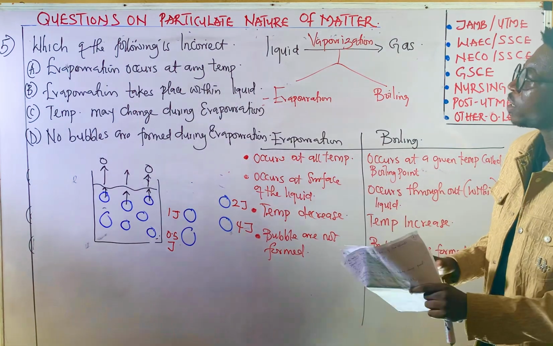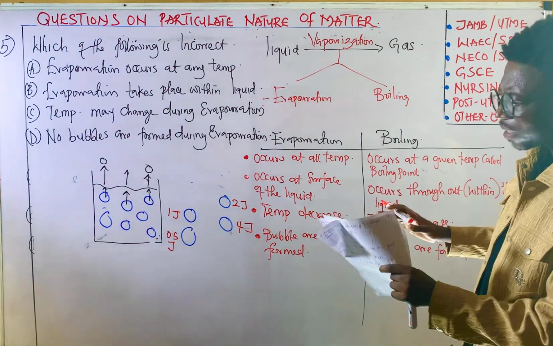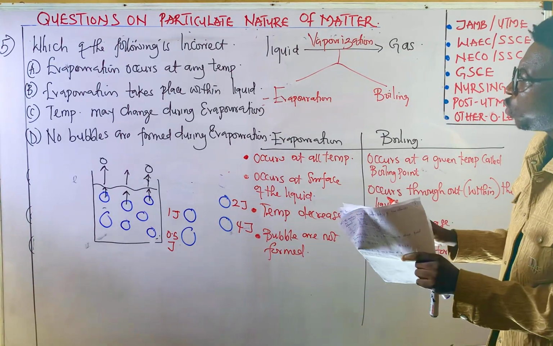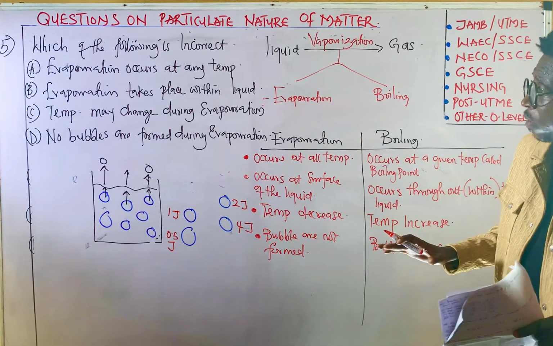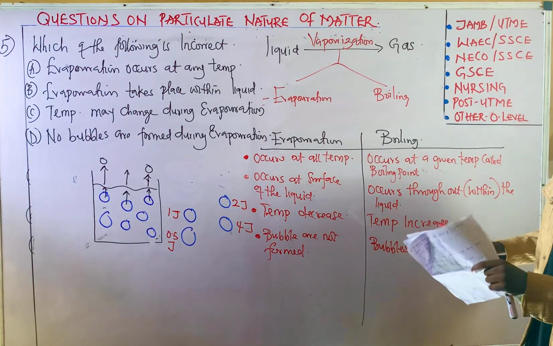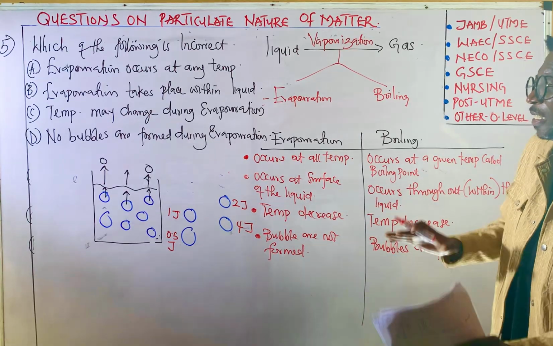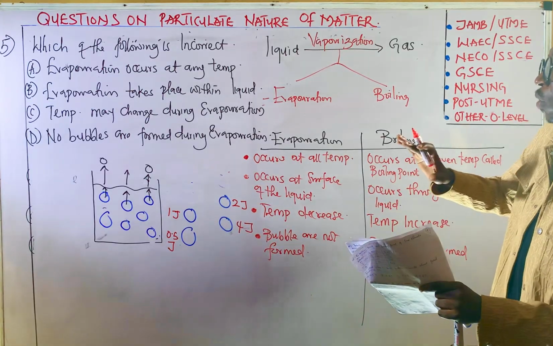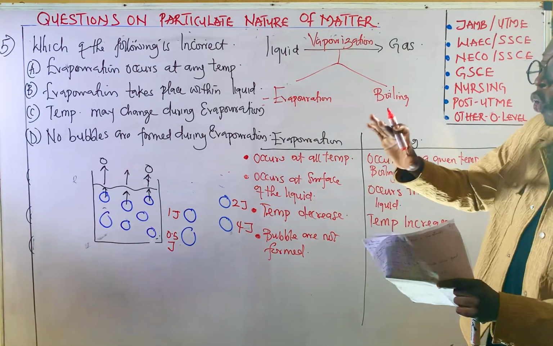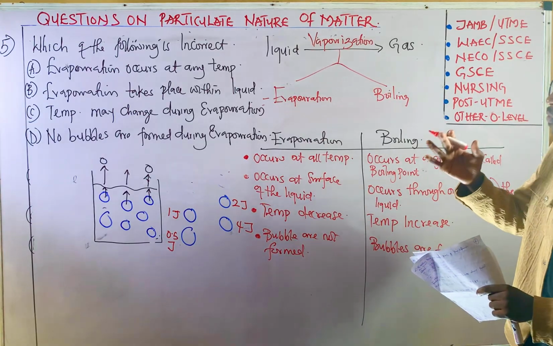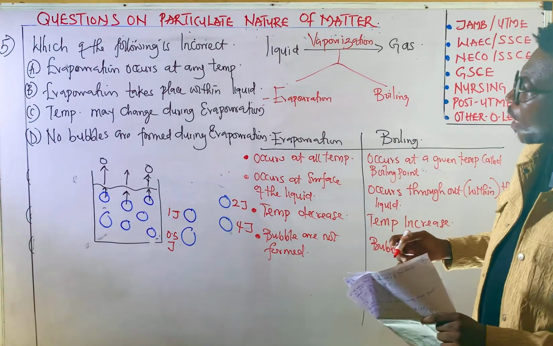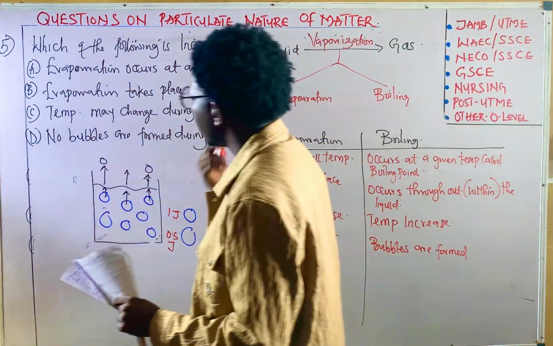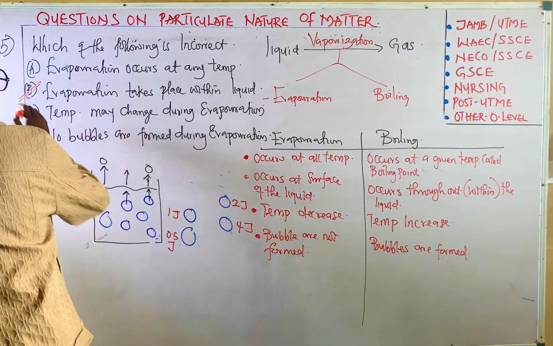So in this concept now, can we actually answer that question? Which of the following is incorrect? Evaporation occurs at any temperature. Yes, evaporation occurs at any temperature. Evaporation takes place within the liquid. That is not true. Evaporation occurs at the surface of the liquid. Temperature may change during evaporation. Yes, but the temperature change is a decrease, not an increase, because the temperature of the resulting liquid after evaporation decreases. So evaporation leads to cooling. No bubbles are formed during evaporation. That's true. So the answer is not A, not C, not D. The answer is option B.